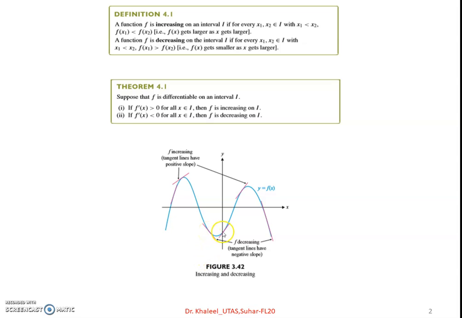At this point, and at this point, you see that f is decreasing, and if you see the tangent line, the slope is negative. So there is a connection here. When the slope is positive, f is increasing. When the slope is negative, f is decreasing.